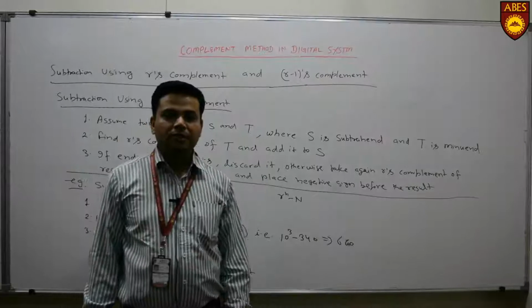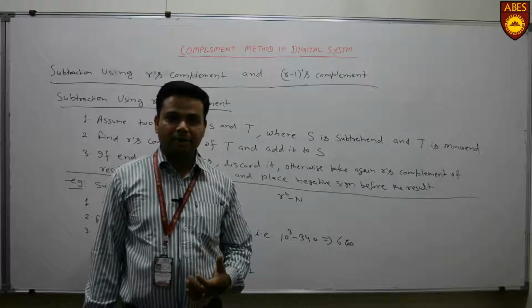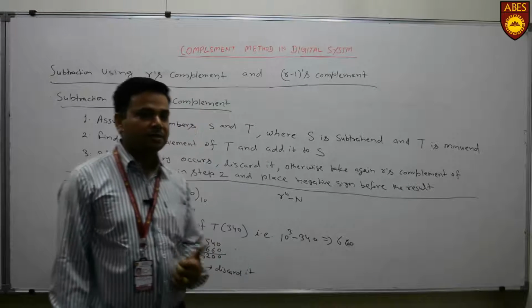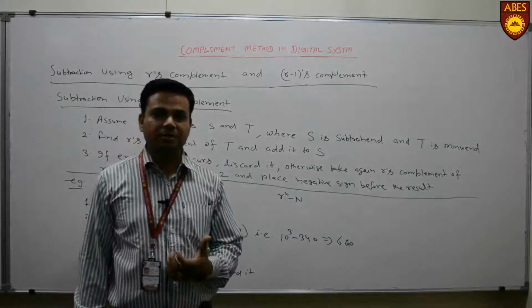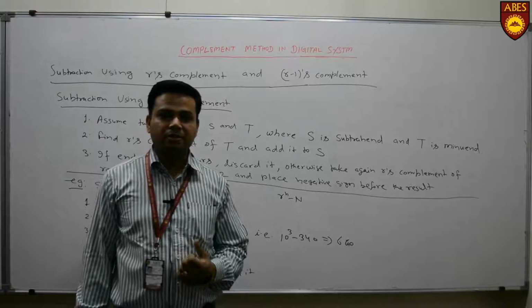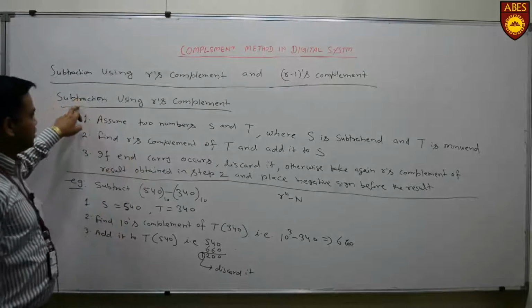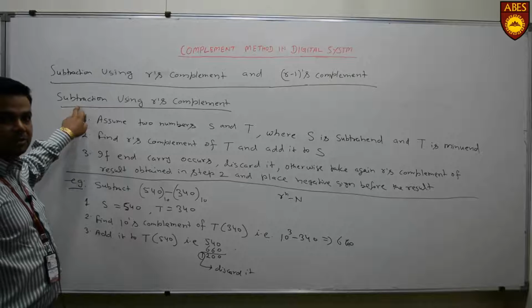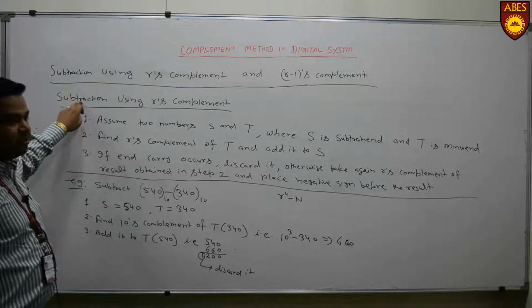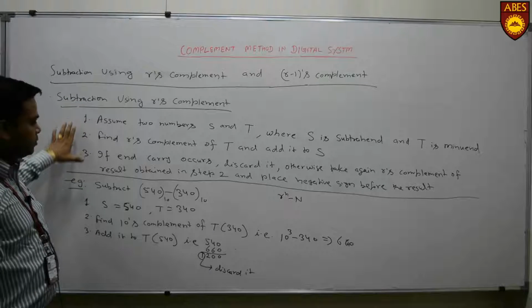Okay. After discussing the r's complement method and r minus 1's complement method, we will discuss the application of these methods. The application of these methods is to subtract two numbers. First, we will discuss subtraction using the r's complement method. In the r's complement method, we have to follow these three rules.